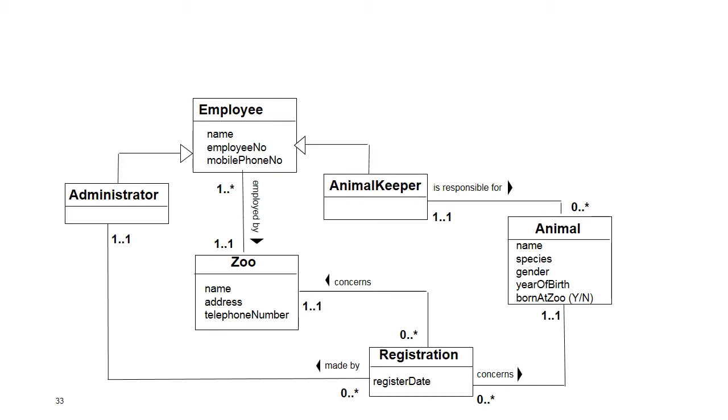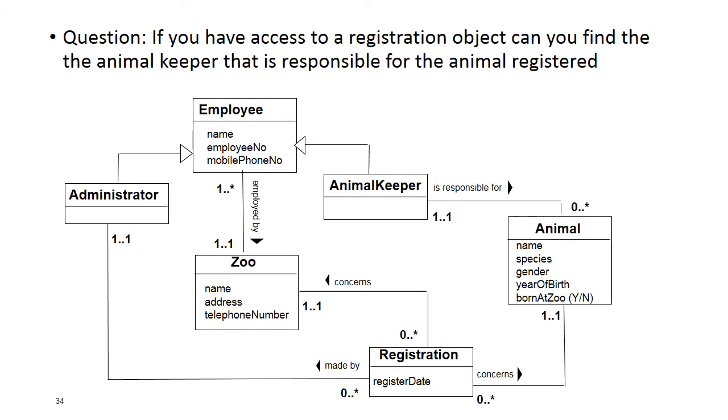We are now back to the diagram that we had earlier on in this presentation. A question here for you. If you have access to a registration object, can you find the animal keeper that is responsible for the animal registered? That question should be able to be answered based on this diagram with the multiplicity. So if you have access to a registration object, can you find the animal keeper that is responsible for the animal that was registered?